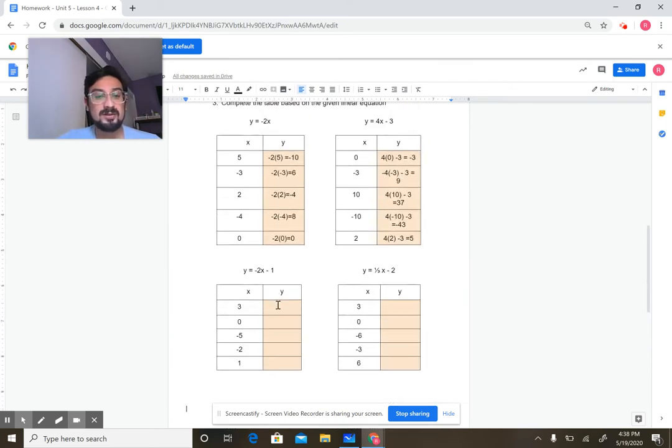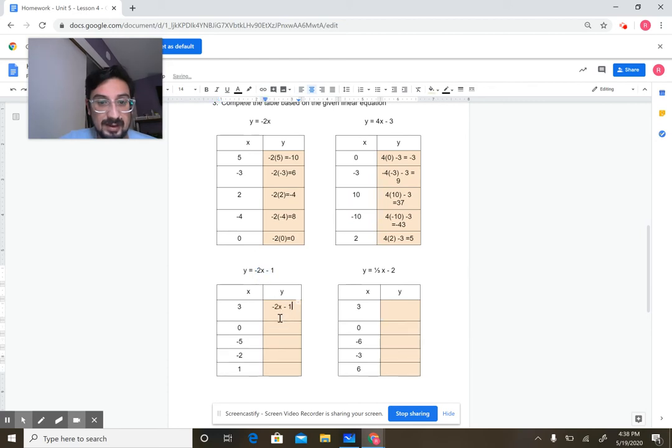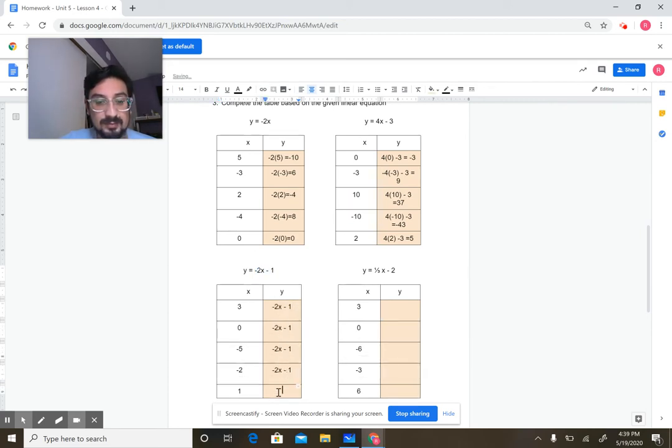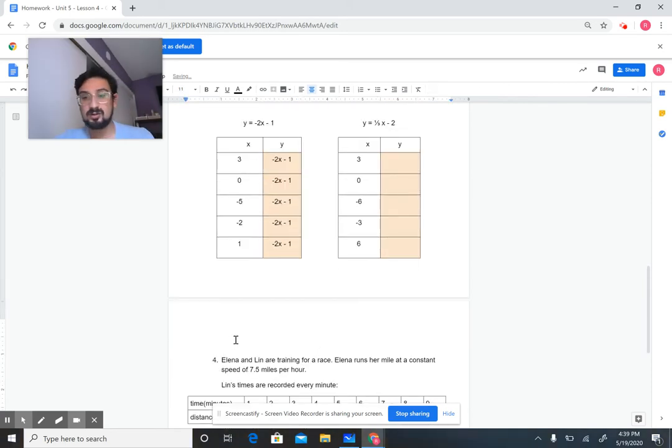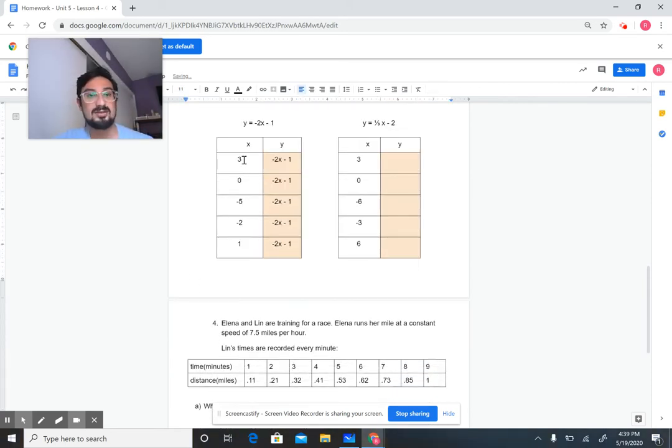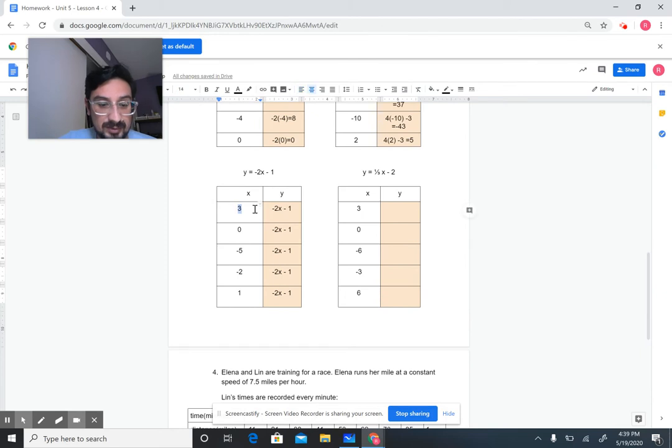Now for this one, we're going to be doing the same thing, except we're going to be substituting the x there. So if you want to, you could copy, paste each time. And then you're going to watch how I do this. Literally, you take this number and you put it there, but with parentheses, right? Like that.